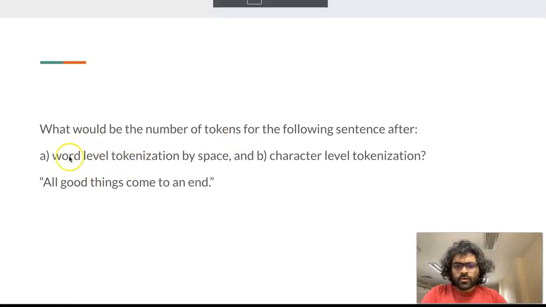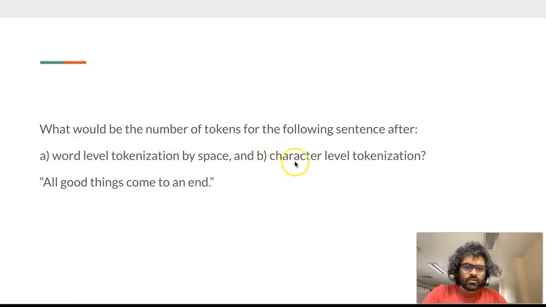Okay, so if we go for a word level tokenization, how many tokens will it generate? Basically when we tokenize by space, then for each space we will tokenize the word. So all good things come to an end. 1 2 3 4 5 6 7. So if I go with the word level tokenization, the answer is 7. So it's correct. Those who are writing 7, it's perfectly fine. Now go to the second one. What is the answer for the character level tokenization?